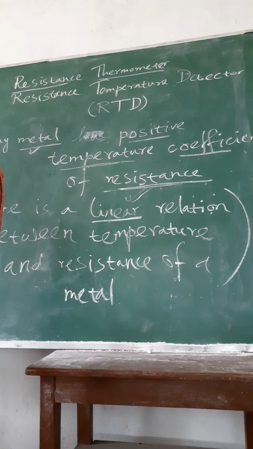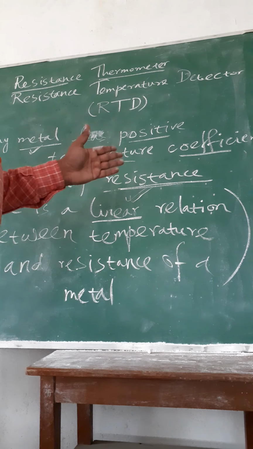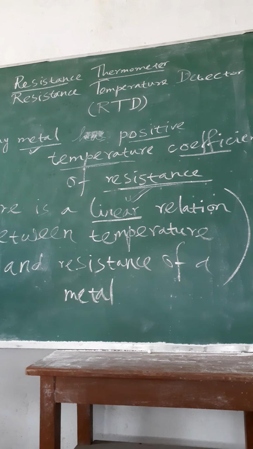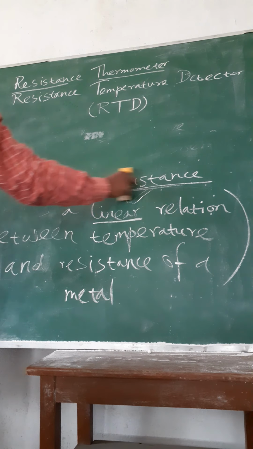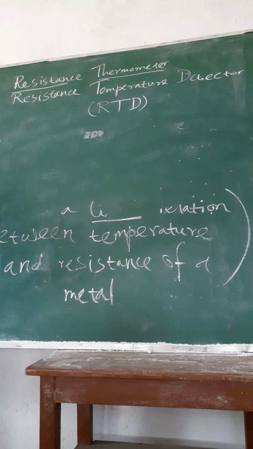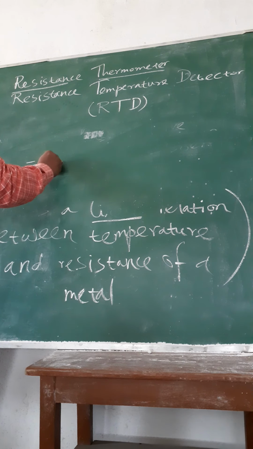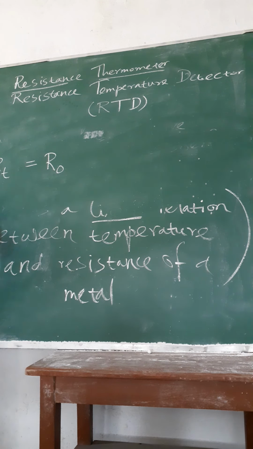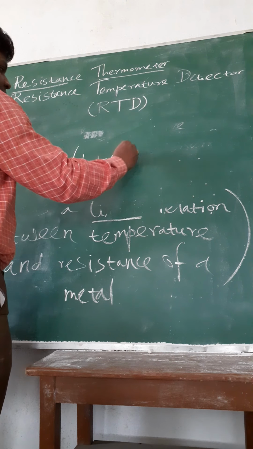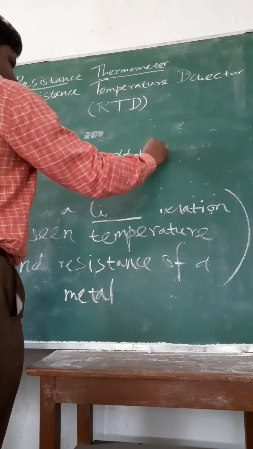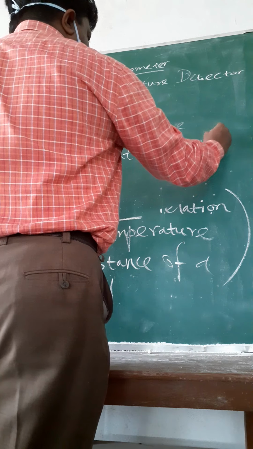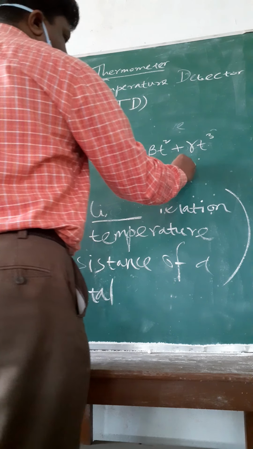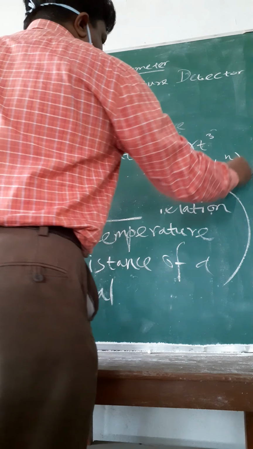And what is the mathematical equation behind it? First I will grab the board. The relation is RT equals R0 into 1 plus alpha t plus beta t square plus gamma t cube plus so on, say omega t to the power n.